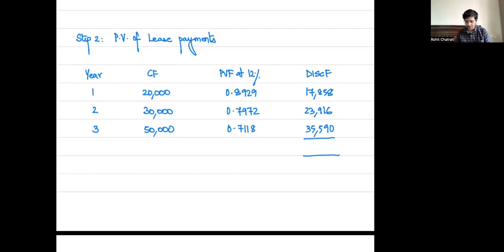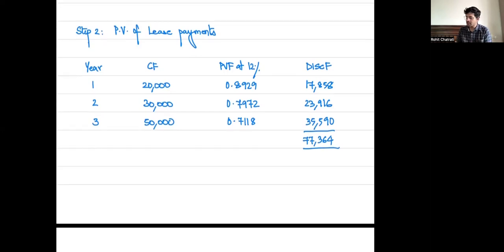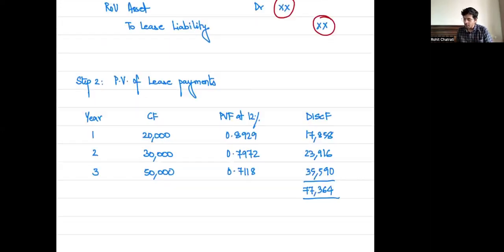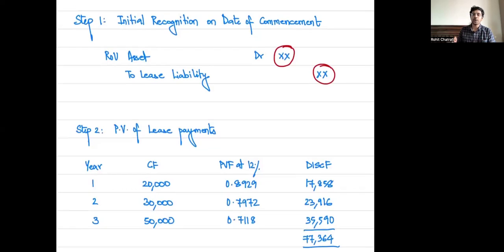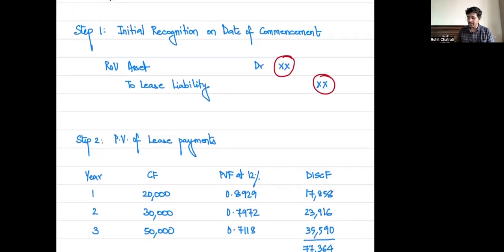17,858 plus 23,916 plus 35,590 is equal to 77,364. The present value of the lease payments expected to be made is 77,364. Therefore, in the lessee's books, ROU asset and lease liability will be recognized at 77,364.